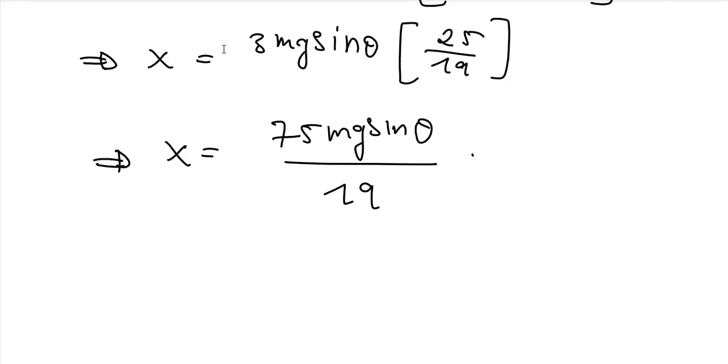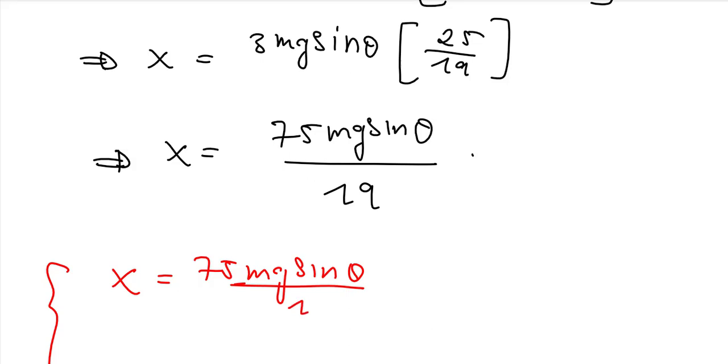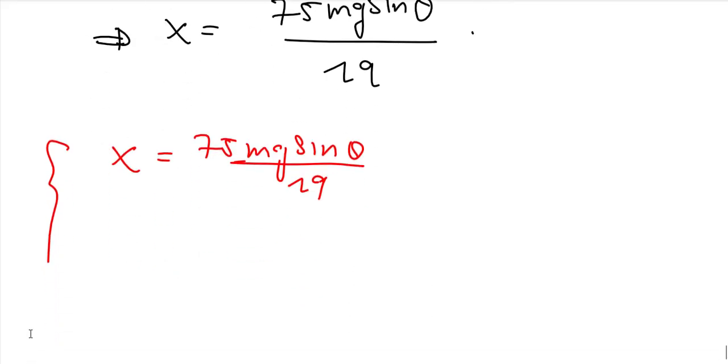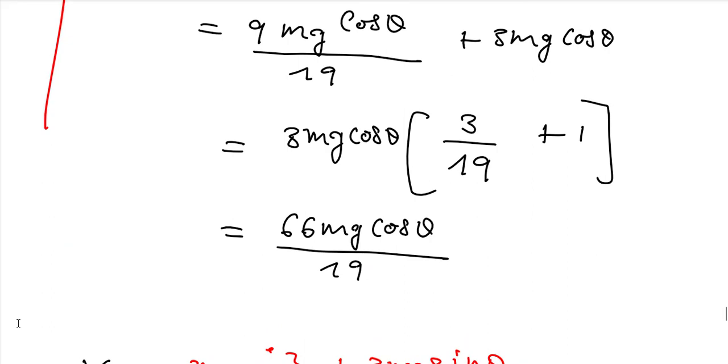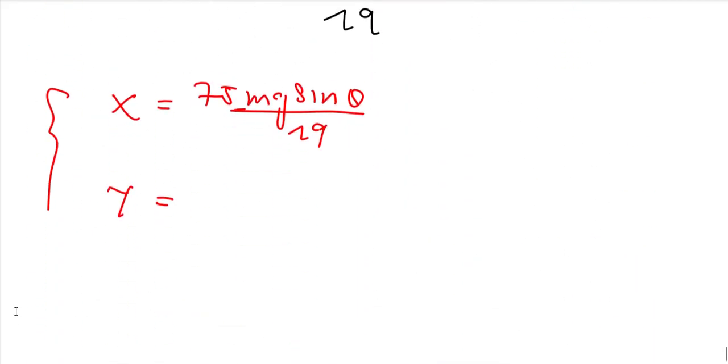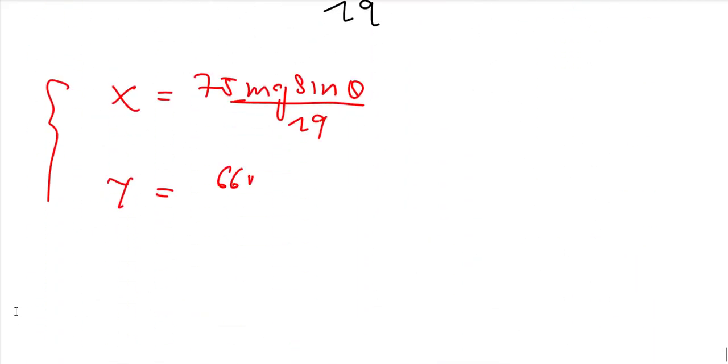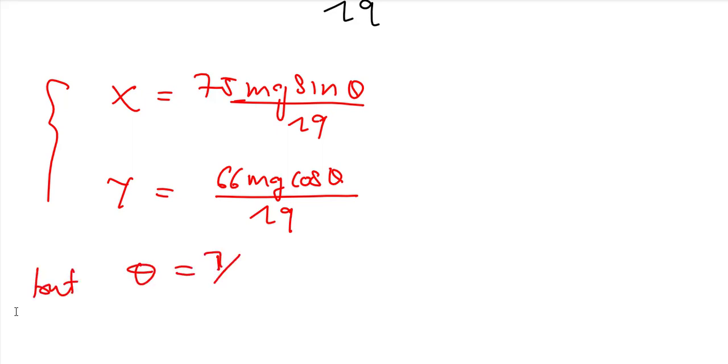So here we have gotten our reaction forces. So x is equal to 75 mg sine theta on 19, and y is equal to 66 mg cos theta divided by 19. Now, but we want to calculate it when theta is equal to pi on 3.